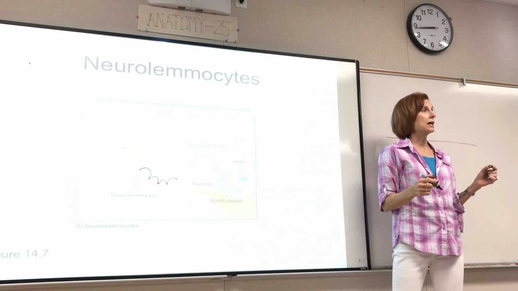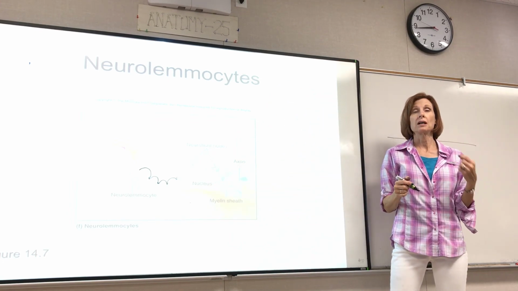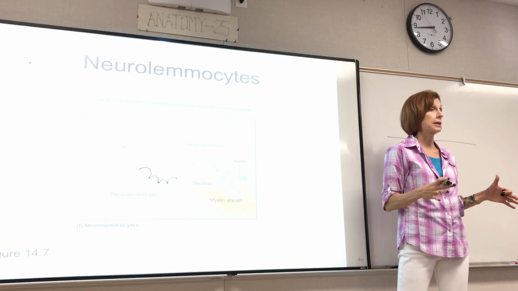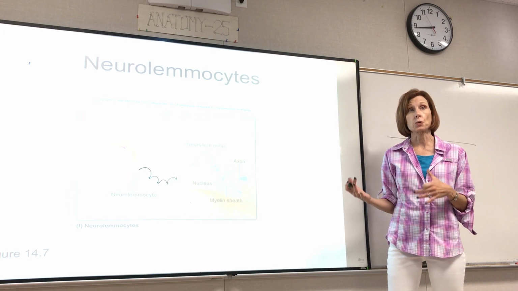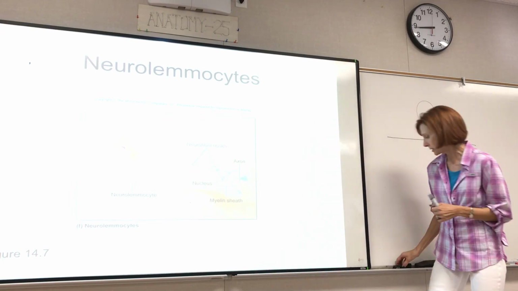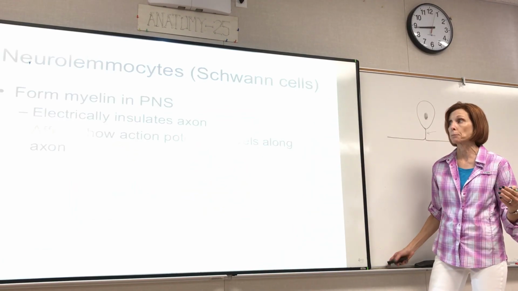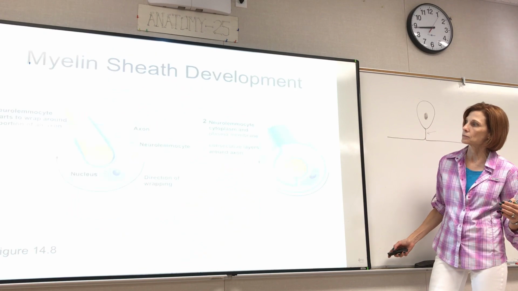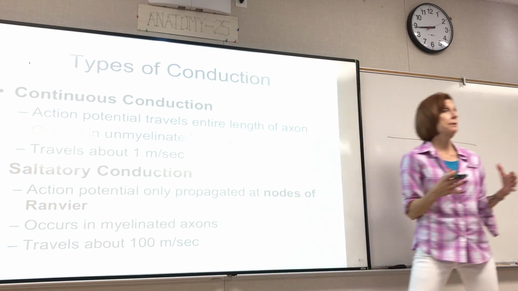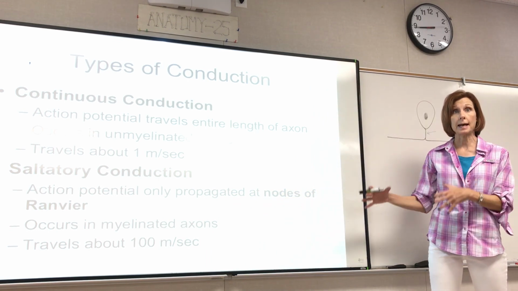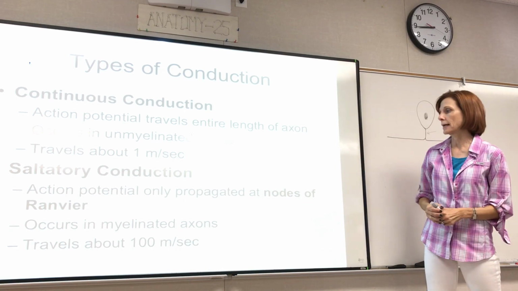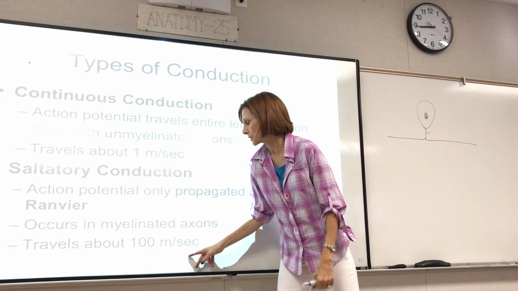Instead, it gets to skip over most of the axon. So this actually causes the action potential to travel roughly 100 meters per second, so very, very fast. This is what's called saltatory conduction. And you guys will talk about this again when you take physiology. Saltare means to jump. So saltatory conduction is the type of conduction we see in a myelinated axon, where the action potential is jumping or skipping along the axon. And again, it will go roughly 100 meters per second.